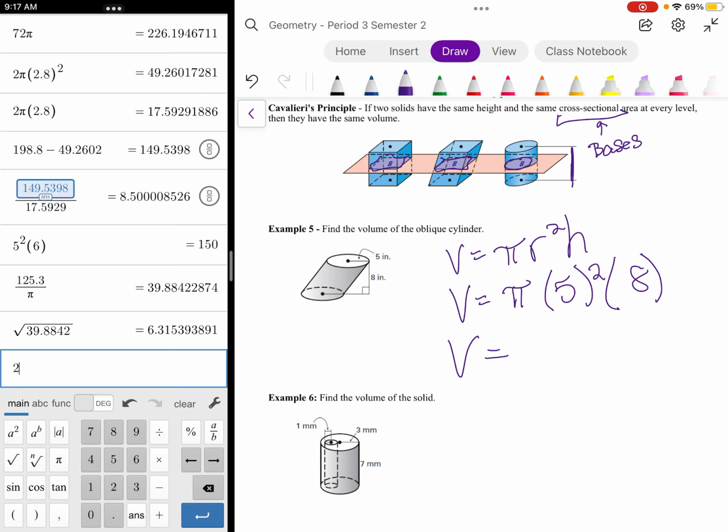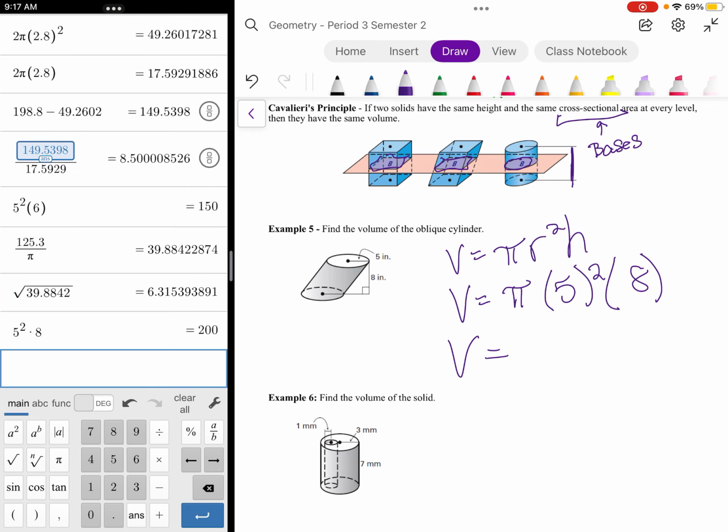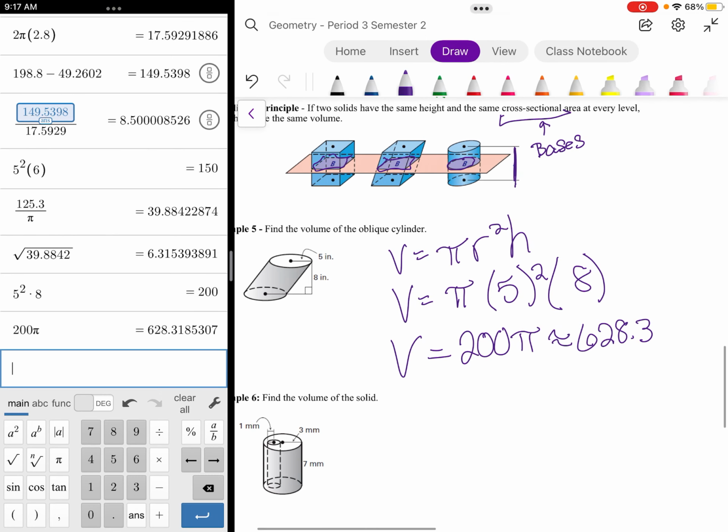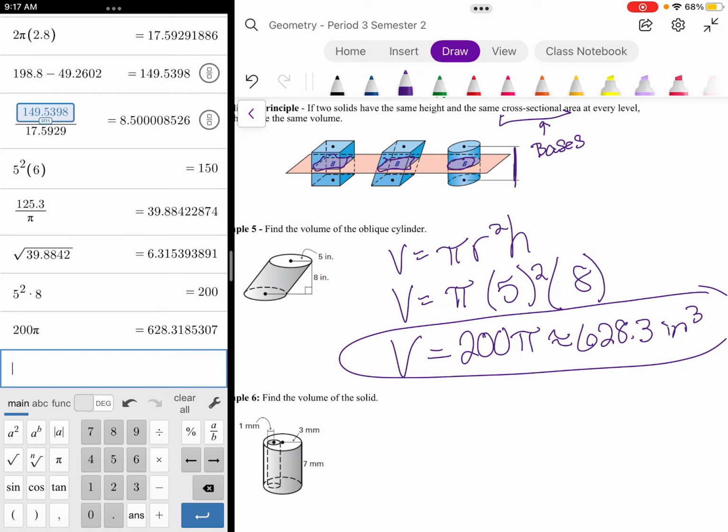And again, if we want this to be in terms of pi, we would do 5 squared times 8 to get 200 pi. If we're asked to give the rounded answer, we would just type 200 pi into our calculator to get about 628.3. And this would be inches cubed. And that's our answer.